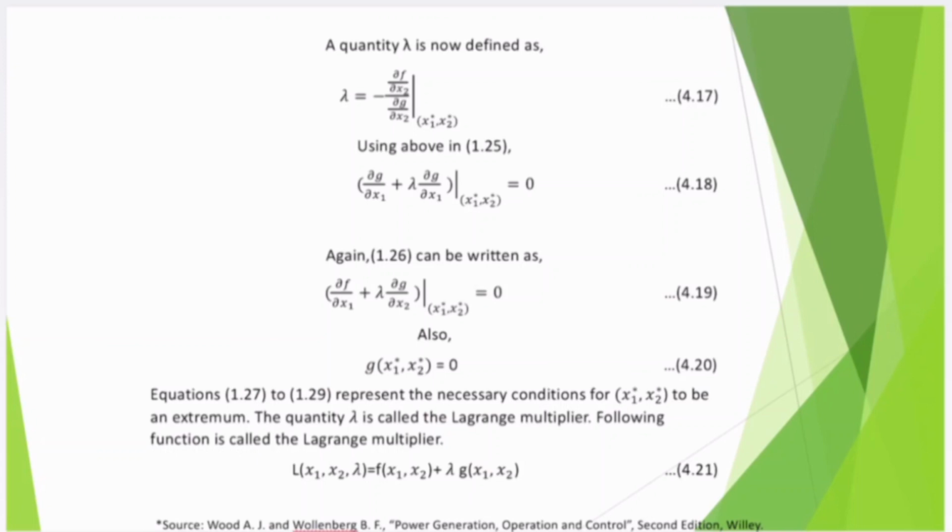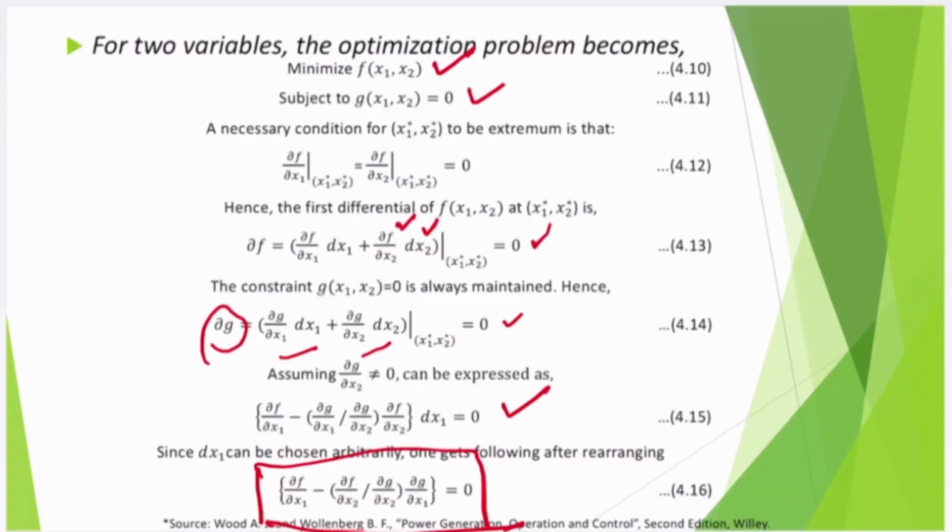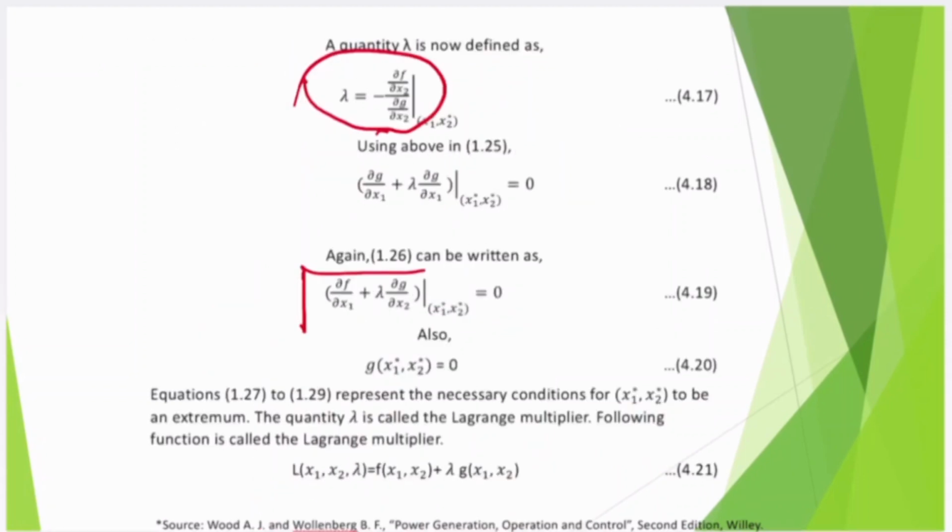What is lambda? Lambda is a constant defined as dou f upon dou x2 upon dou g upon dou x2. Okay, so this is the lambda we have considered. And when you substitute this value of lambda, my original equation that we have discussed, just a minute, if I go to the previous one, that 4.16, okay, so this equation is basically 4.16, can now be rewritten as dou f upon dou x1 plus lambda times dou g upon dou x1 equal to 0. So this is a very, very important expression for the two variable constraint optimization equation.